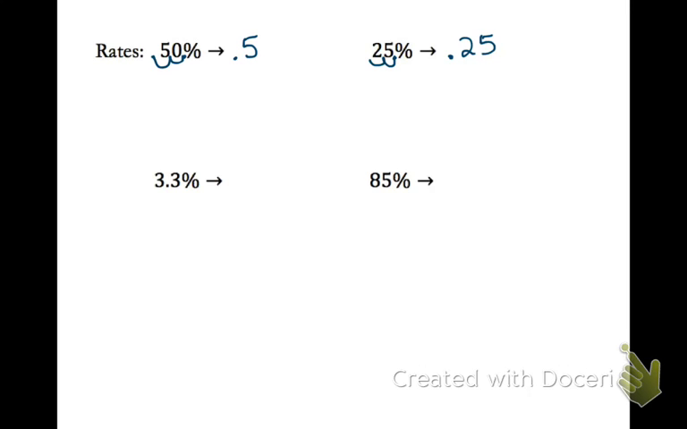For 3.3, our decimal is already in between the 3's, so we're going to move it to the left 2 times. So it's going to be 0.033. And for 85%, move it to the left 2 times, 0.85. It's very important that you remember this step.